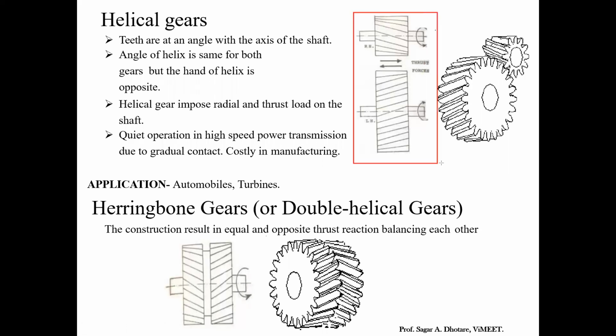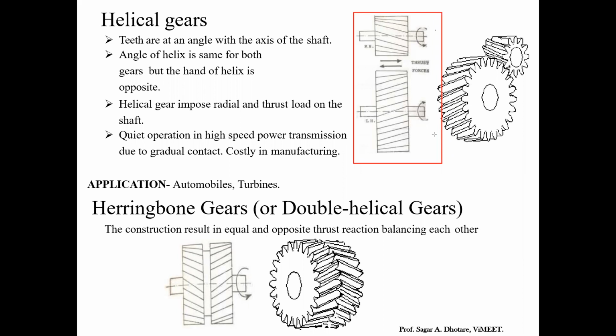Here you can see both gear shafts are parallel to each other and they can transmit power. In parallel helical gears, the magnitude of the helix angle is the same for both the pinion and the gear, but the hands of the helix are opposite.